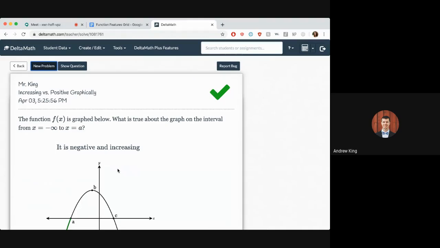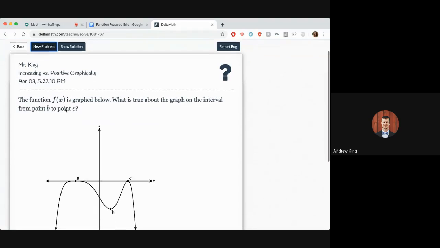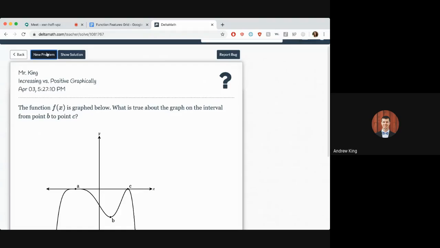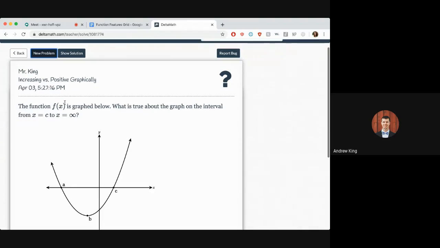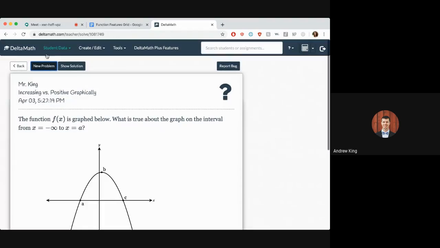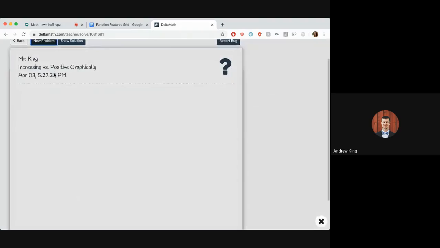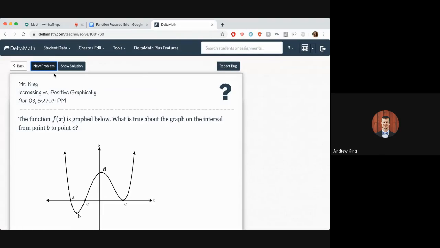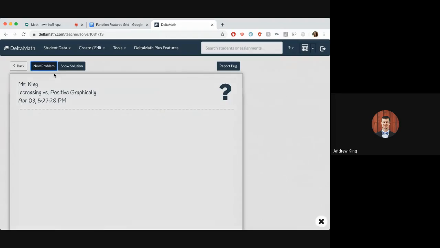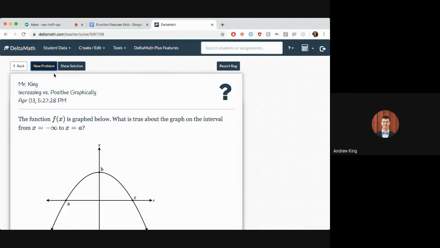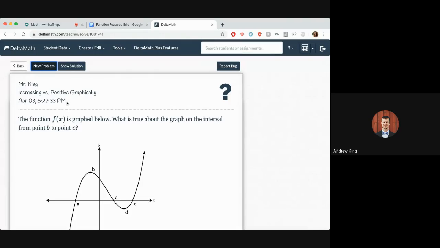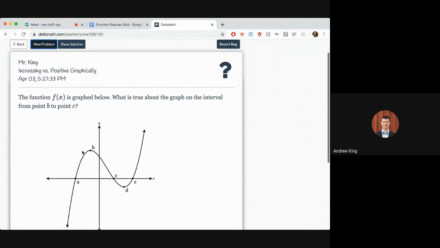Let's see if we can find one that's positive and decreasing. That's also negative and increasing. C to infinity, that's what we just did. I want to find one that is positive but decreasing. D to E. Okay, there we go. From point B to point C.